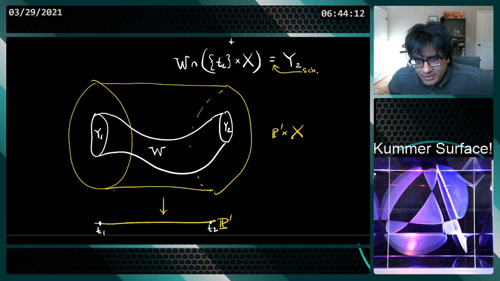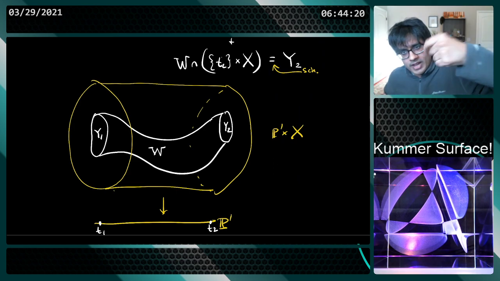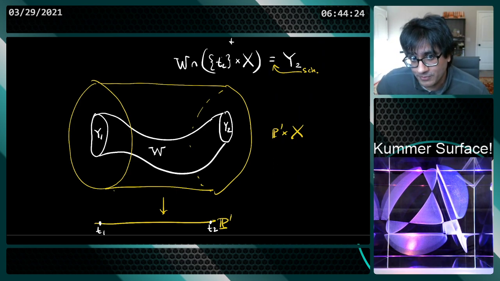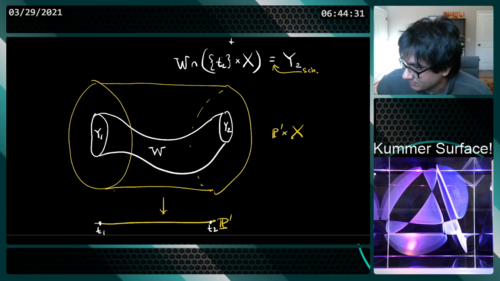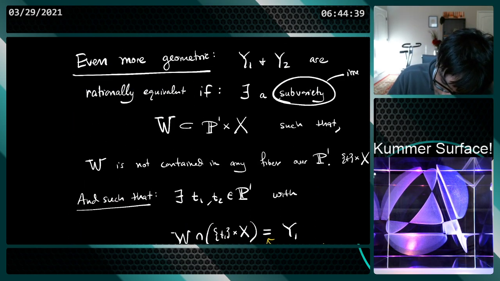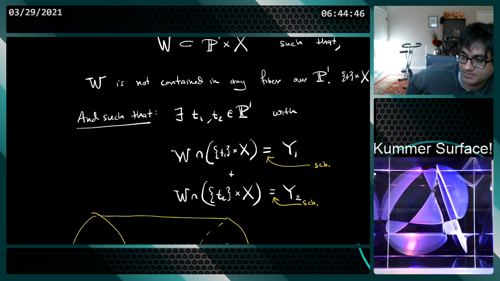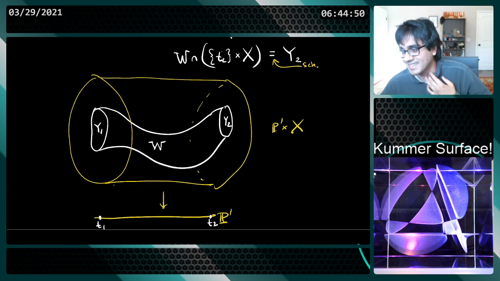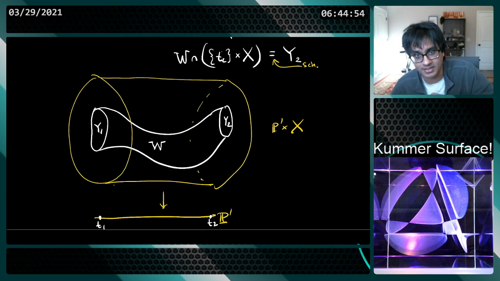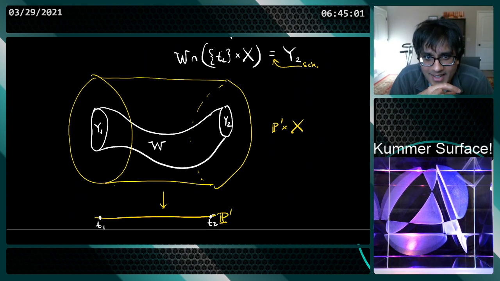We'll say Y1 and Y2, two subvarieties of dimension k, are rationally equivalent if you can interpolate from one to the other using a bigger subvariety. W is a subvariety, irreducible. Okay? Good question. If you don't say W is irreducible, you could just place anything in any fiber, and suddenly rational equivalence starts to look very useless.